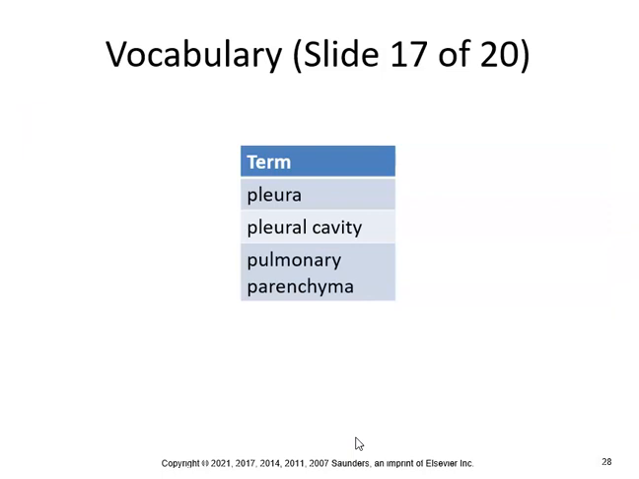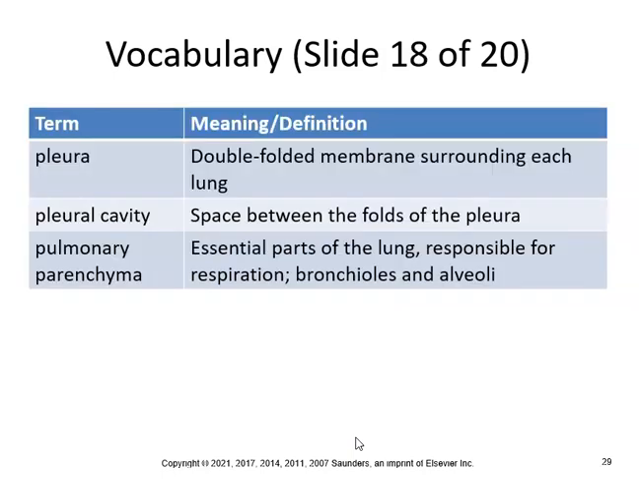Pleura, pleural cavity, pulmonary parenchyma. The pleura is a double-folded membrane surrounding each lung. The pleural cavity is a space between the folds of the pleura, and the pulmonary parenchyma is essential parts of the lung responsible for respiration, bronchioles, and alveoli.